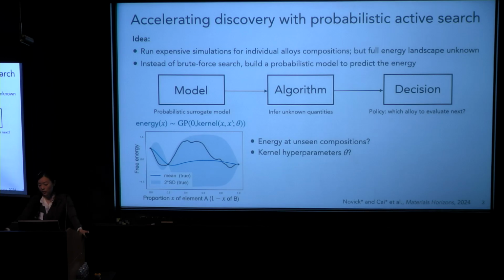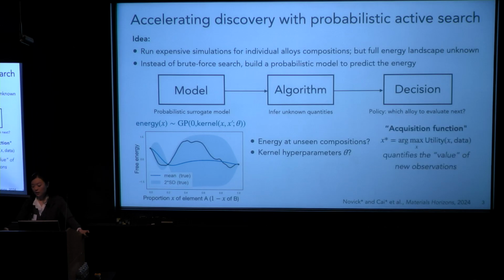Once we've specified the model, there are a number of inference problems that we might consider. For instance, what is the energy at unseen compositions? And also, how do we learn these kernel hyperparameters theta? After we do this inference, we still need to decide which alloy composition to evaluate next. This is often encoded by an acquisition function that determines the value of new observations. In particular, making good decisions relies heavily on good and reliable inference.